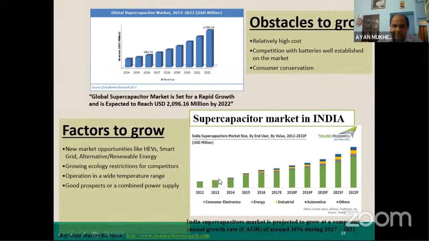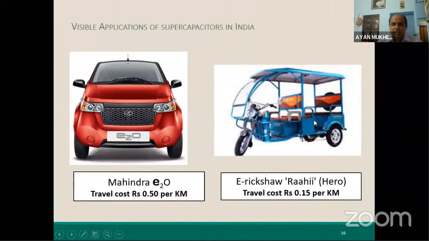So here we can see that in India, the usage of supercapacitor is also increasing at an average rate of 16% per year, because of its application in different sectors and operation in a wide temperature range. And one of the properties of supercapacitor that helps us is lifetime. So the lifetime of a supercapacitor is greater than that of a battery.